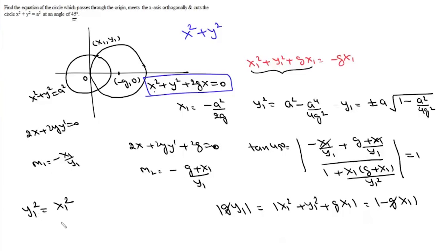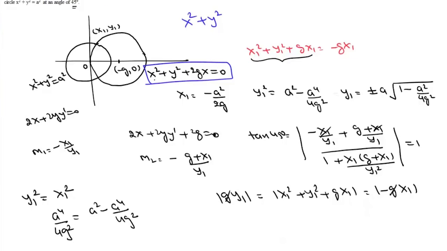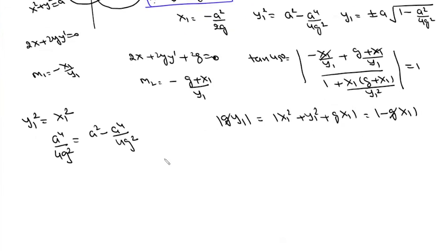Now x1 square is a to the power 4 upon 4g square, and y1 square is a square minus a to the power 4 upon 4g square. So from here we can write a to the power 4 upon 2g square is equal to a square. Now this a square will cancel. So value of g will be plus minus a by root 2.